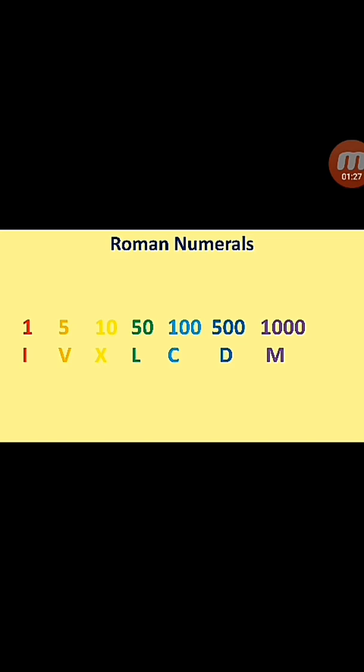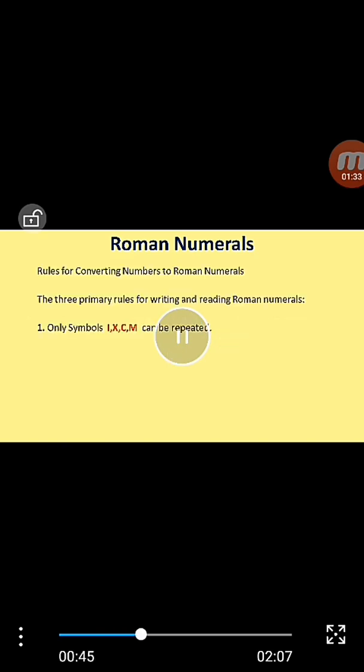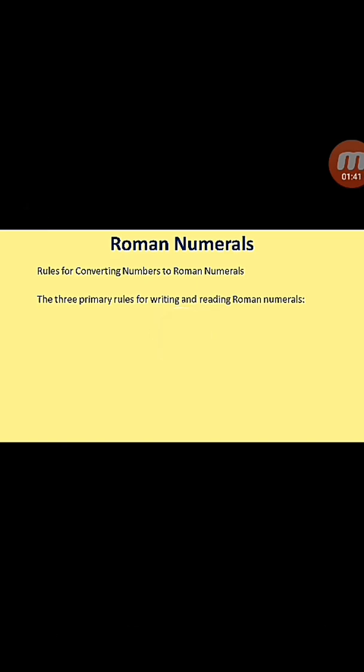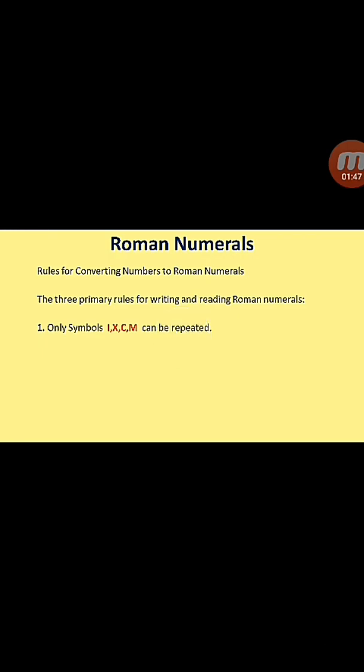Okay, you can see that. We will study about it later. Now let's move to the rules. What should be the rules in Roman numbers? The very first rule given here: the three primary rules for writing and reading Roman numerals are, see, only the symbols for 1, 10, 100 and 1000 can be repeated. I, X, C, M. I means 1, X means 10, C means 100 and M means 1000. Only these can be repeated.